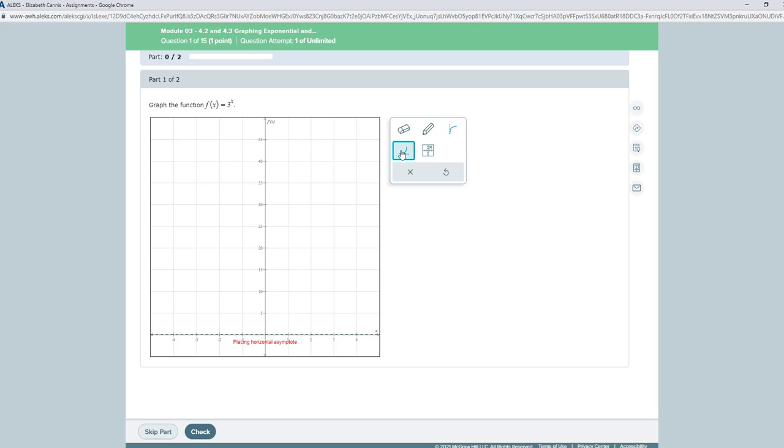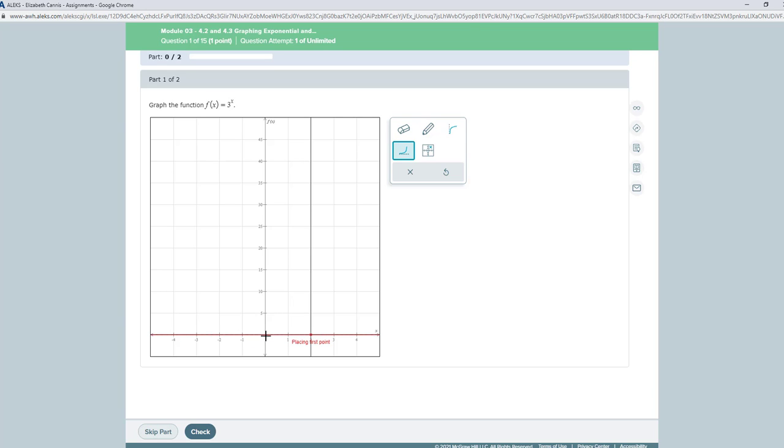And so it wants me to place the horizontal asymptote. Well, the horizontal asymptote is going to be at y equals 0 because it doesn't move up or down any. So I'm just going to keep that at y equals 0. So on the x-axis, I click there. And it says place my first point.